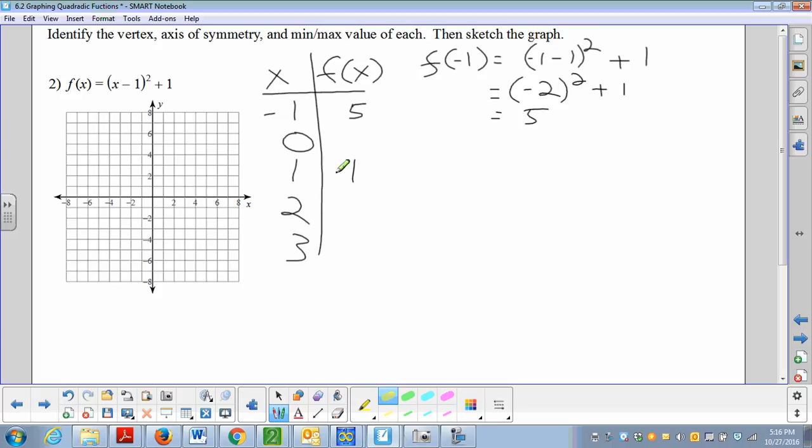Okay, so I want to use -1, 0, 1, 2, and 3, and I'm going to start off with -1 and plug that into my function right here. When I do that, I get -1 minus 1 squared plus 1. When I work the operation inside here, that gets me -2. -2 squared is 4, and 4 plus 1 is 5. So my first f of x here is going to be 5.